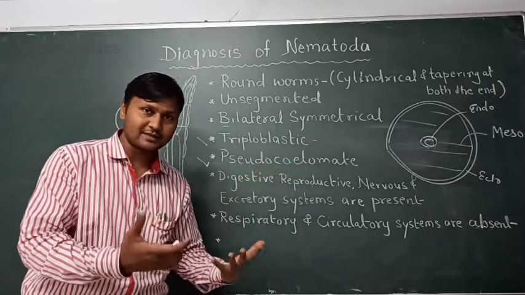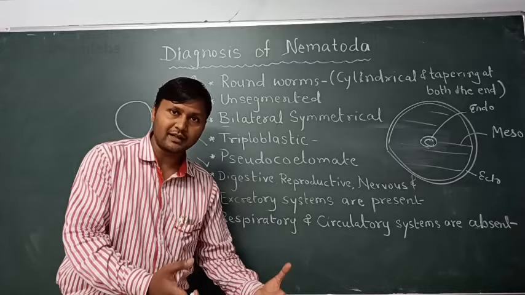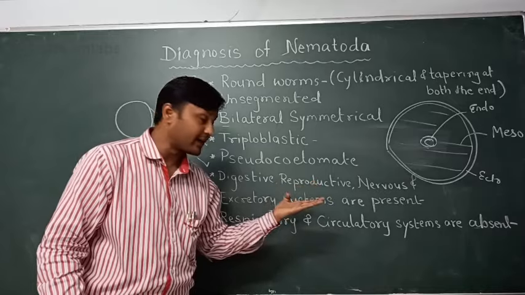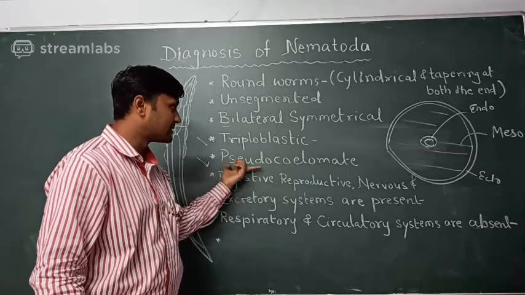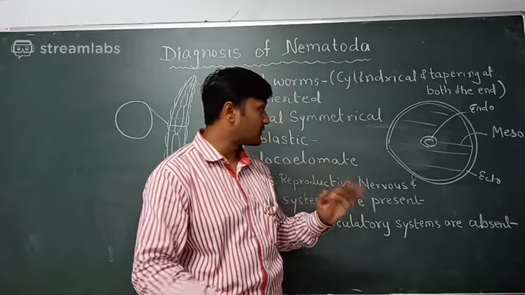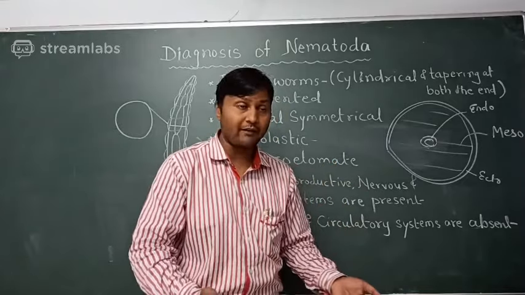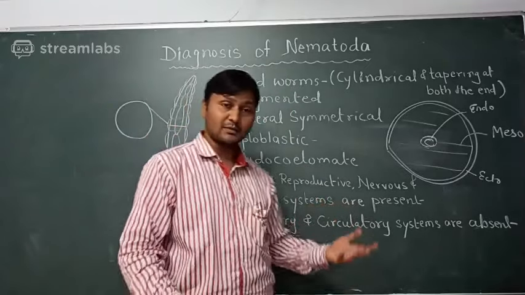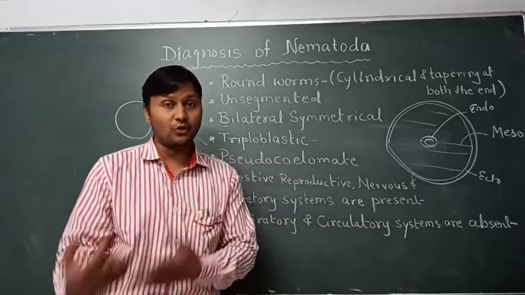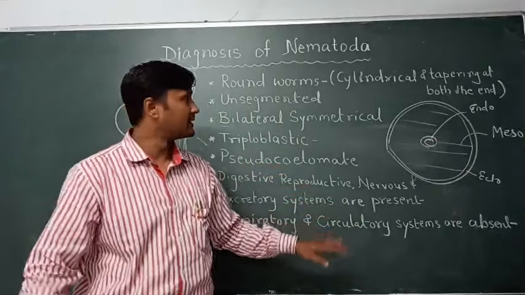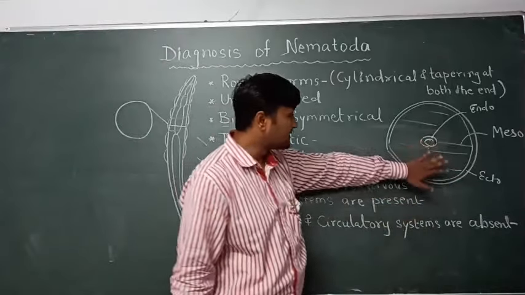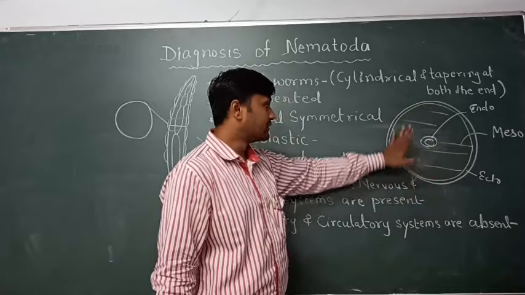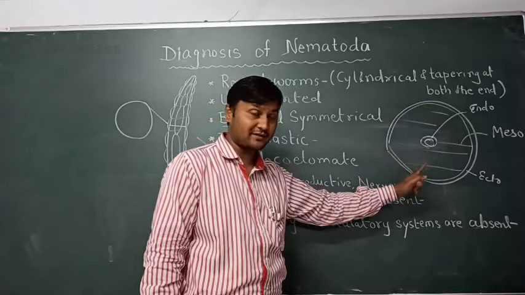Pseudocoelomate. Pseudo means false and coelomate means body cavity. So nematodes have a false body cavity, as opposed to a true body cavity. There are three types of organisms on earth: some are acoelomate, some are coelomate, and nematodes are pseudocoelomate. Suppose this is the germ cell having three layers, ectoderm, mesoderm and endoderm, but there is no body cavity. This situation is called acoelomate.